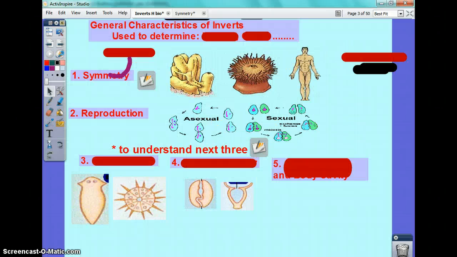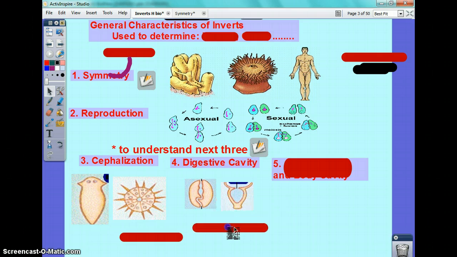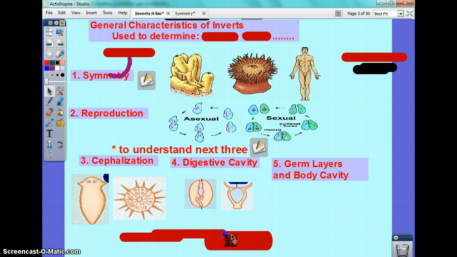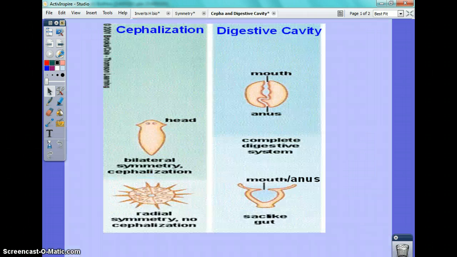The next 3 are a little bit more complex to understand, okay? We've got cephalization, digestive cavity, and germ layers in body cavity. So cephalization, look at the diagram. What do you think it means?